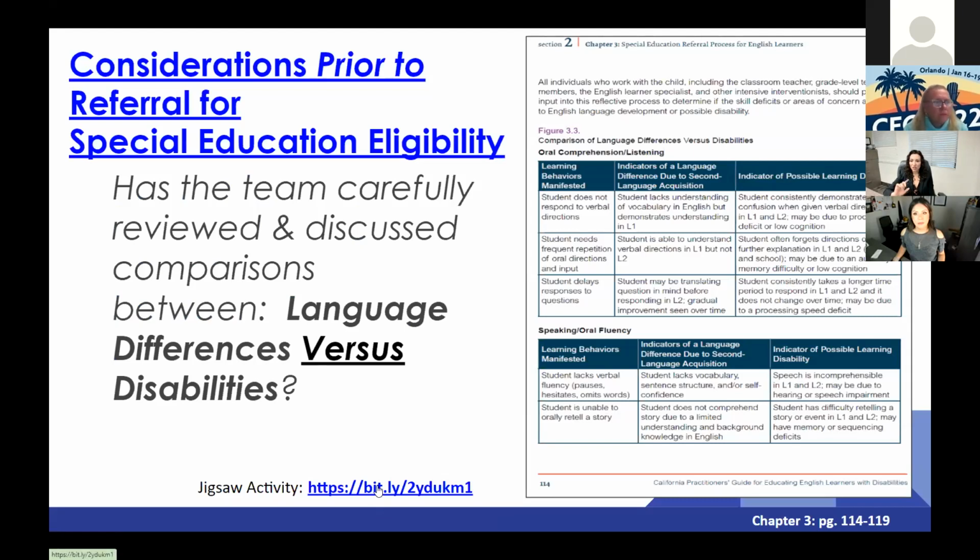This link is also found in your Padlet, and this particular figure is an amazing resource. It's a foundational resource. Thank you to Dr. Joyce Butterfield. She still works out in the field in California, who helped create this fundamental document that we refer many practitioners across California to, which is language difference versus disability.